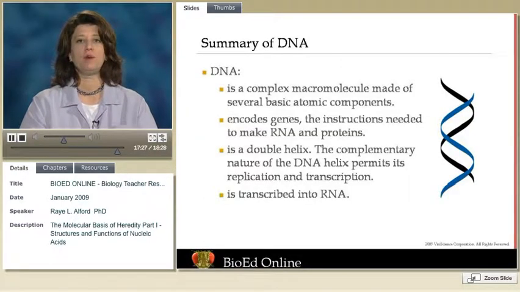In this slide set, we have learned that DNA is a complex macromolecule made of several basic atomic components. DNA encodes genes, the instructions needed to make RNA and proteins. DNA is a double helix. The complementary nature of the DNA helix permits its replication and transcription. DNA is transcribed into RNA.